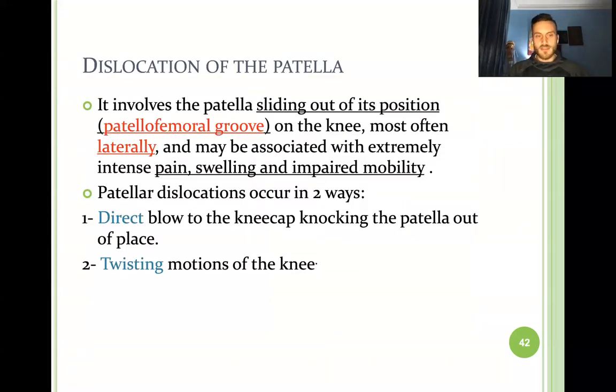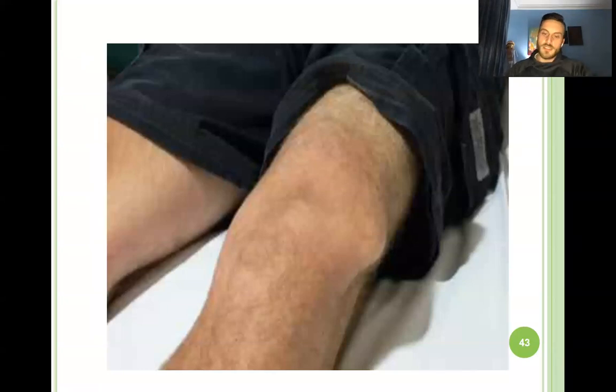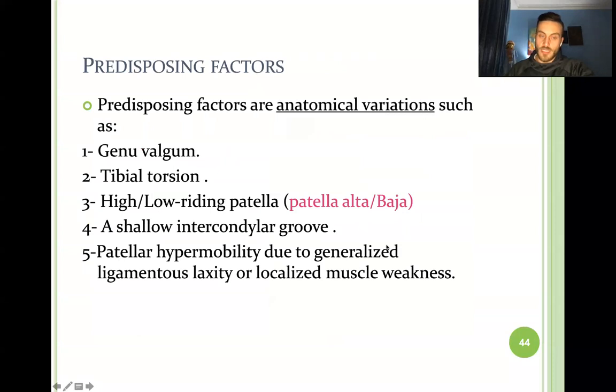I told you there is the patellar groove or the intercondylar notch. You can see here this patella is dislocated laterally, which is very common. We have a lot of causes that might give you a dislocation of the patella, such as genu valgum, where genu means knee.